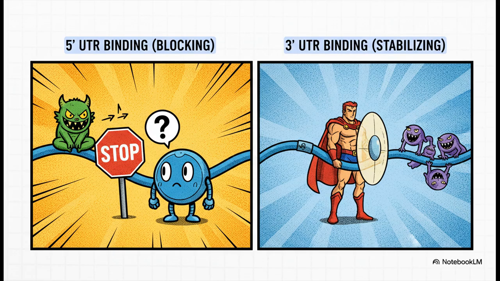Translation shutdown. But if a different protein binds at the end, in the 3' UTR, it can act like a bodyguard. It protects the mRNA from getting broken down, which means it hangs around longer, and you actually end up making more protein from that single message.